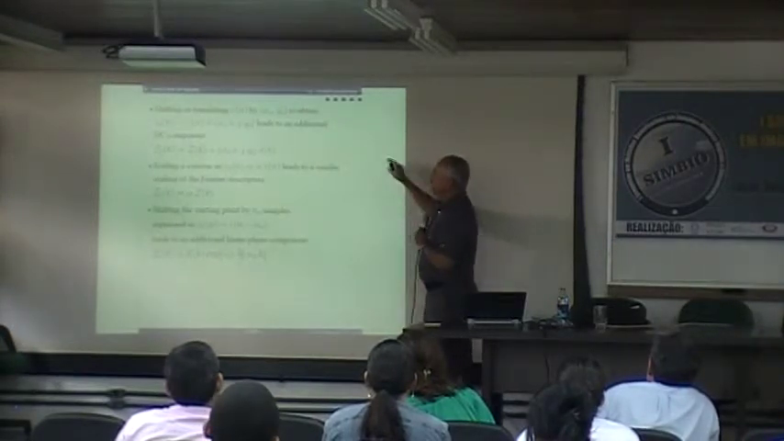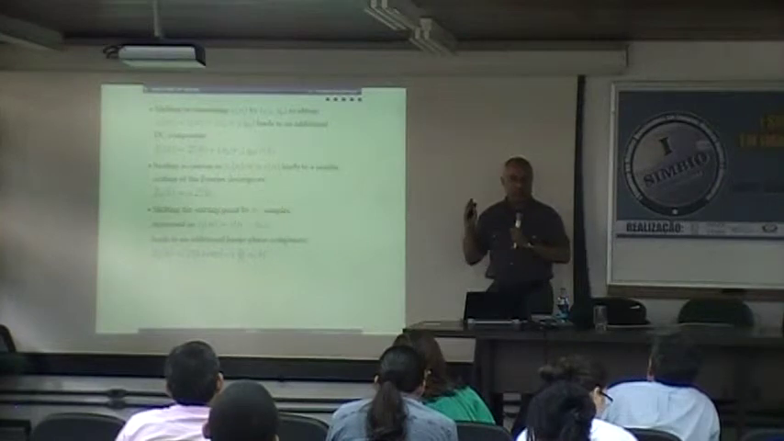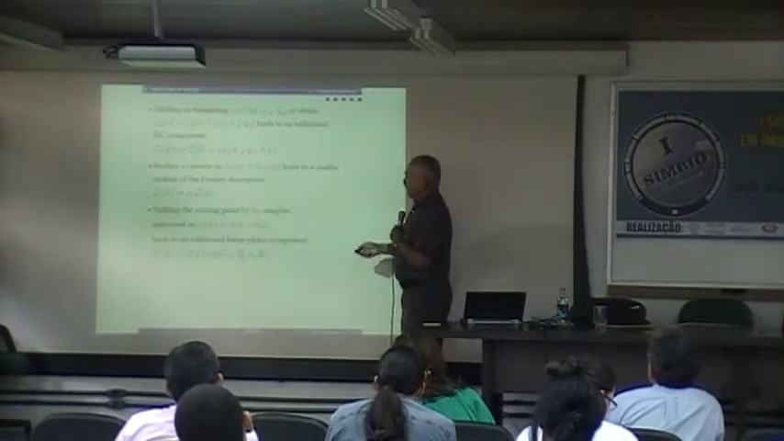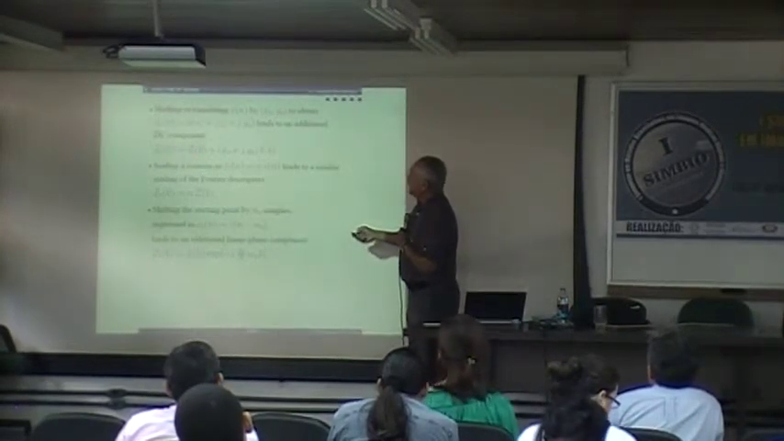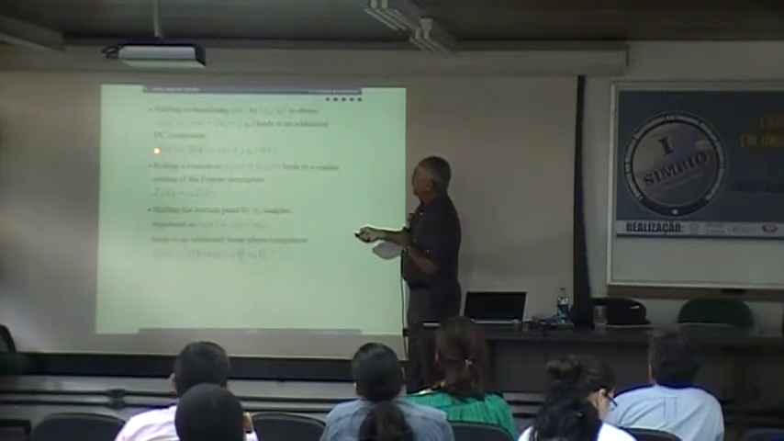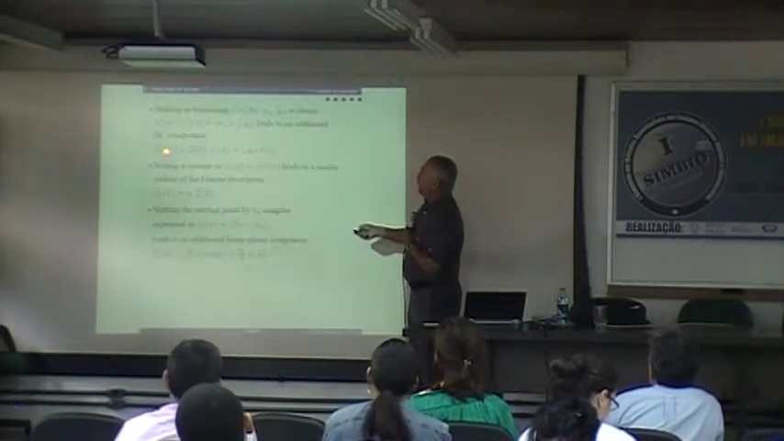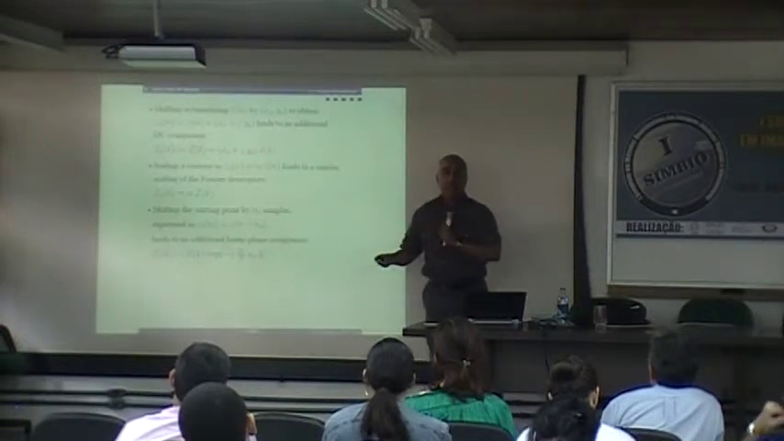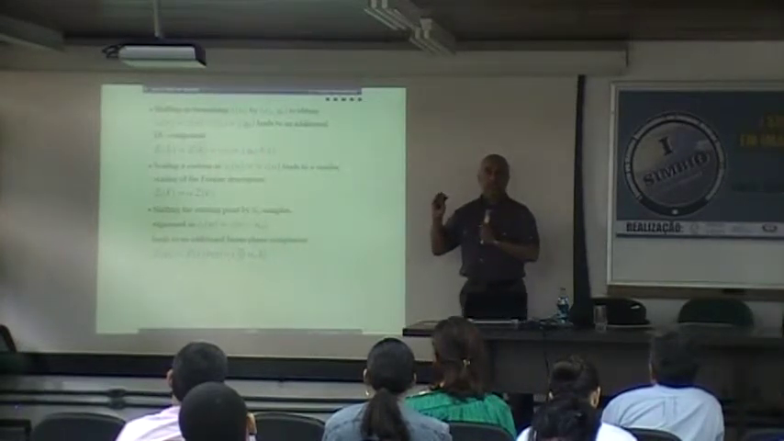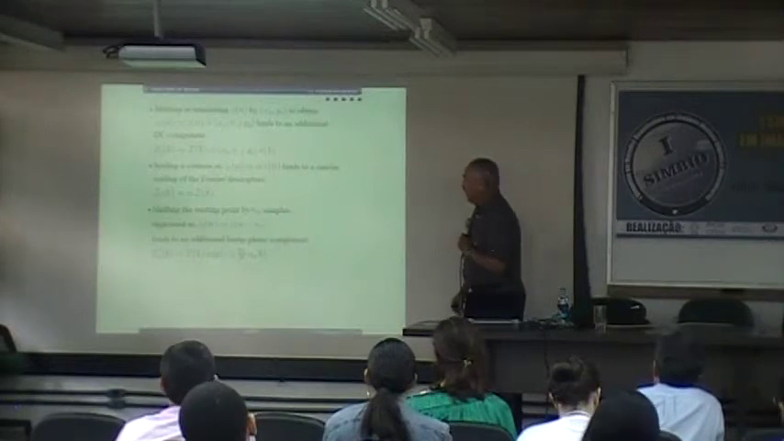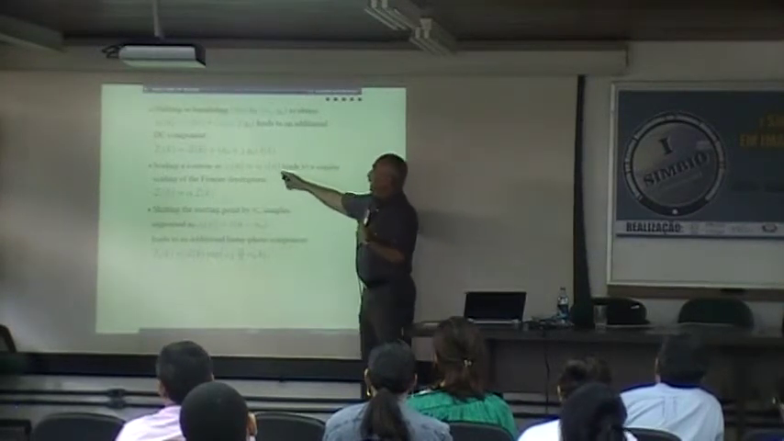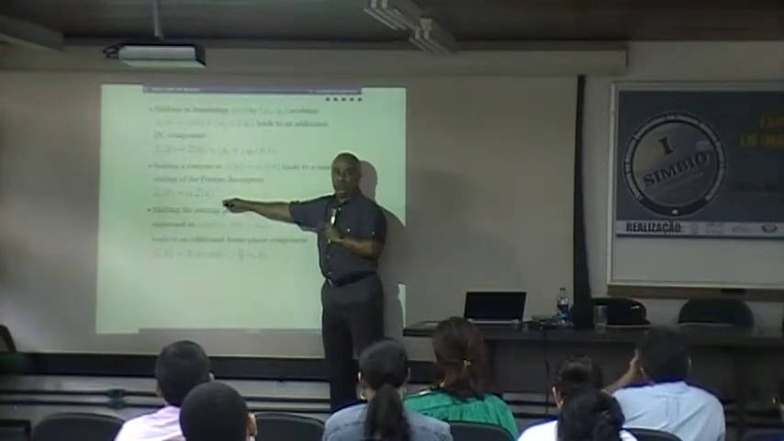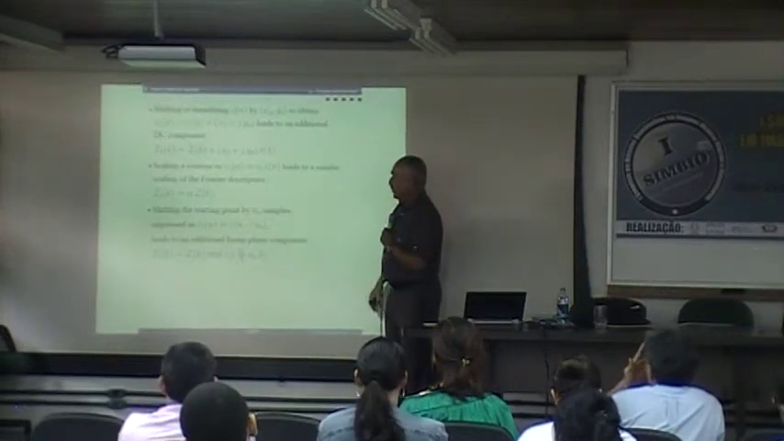If you shift an object, it will affect only the DC component, zero frequency. So the modified contour will have Zk plus x naught plus jy naught delta k. Only the zero order component is modified. If you scale a contour, the Fourier transform coefficients are also scaled the same way.